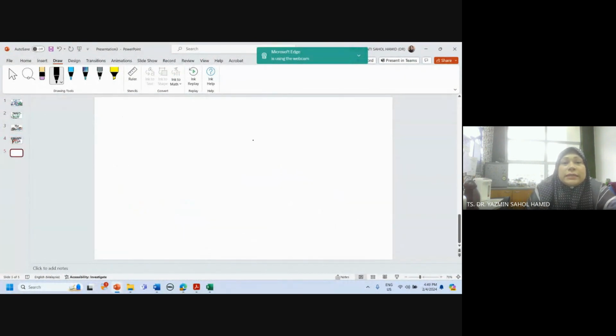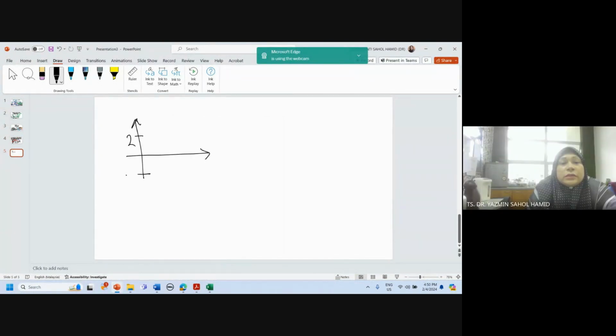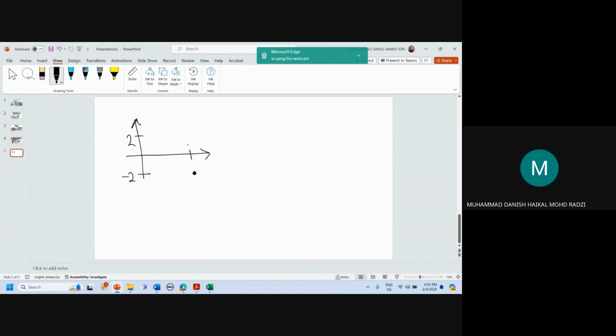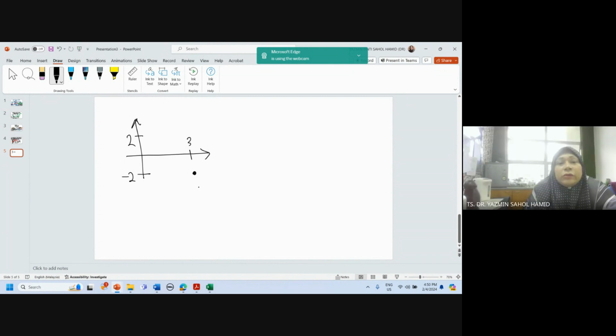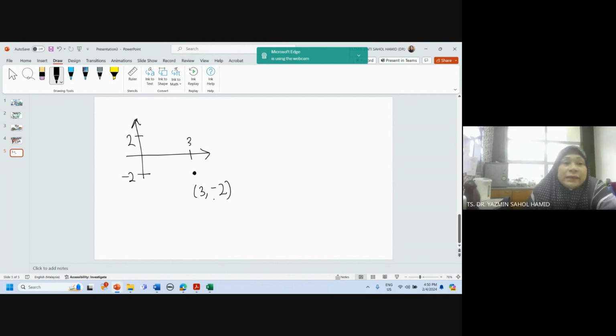Why? Because let's say this is 2, this is 2, and then I'm asking you this dot here. This is 3. What is the coordinate for that? It will be 3 minus 2, right? Yes. So anything below will be a minus, okay?